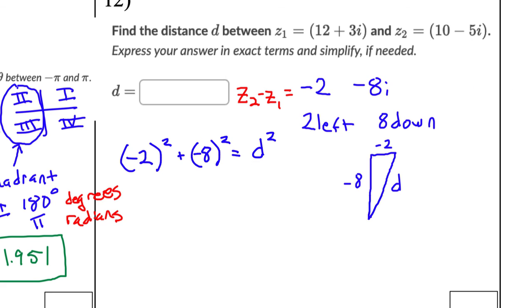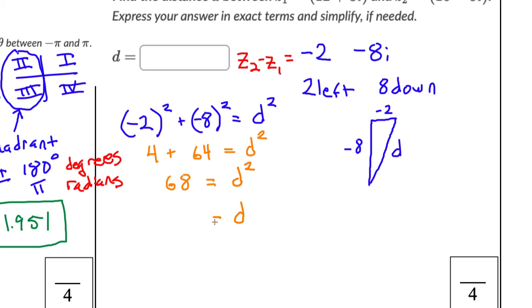All right, and then just do the next step. 4 plus 64 is equal to D squared, so 68 is equal to D squared. And therefore, D is equal to the square root of 68. But we're not done. You can simplify that radical.